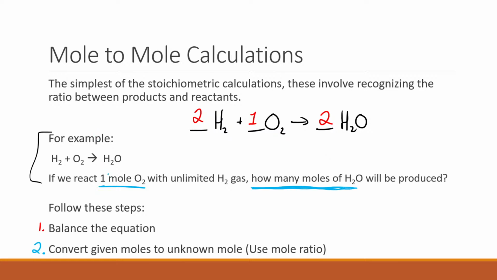Here they say 1 mole of O2. So I'm going to take 1 mole of O2 and put it as my denominator. How many moles of H2O? Now I have my mole ratio set up. I know that 1 over 1 equals 2 over X. 1 over 1 equals 2 over 2 moles of water.